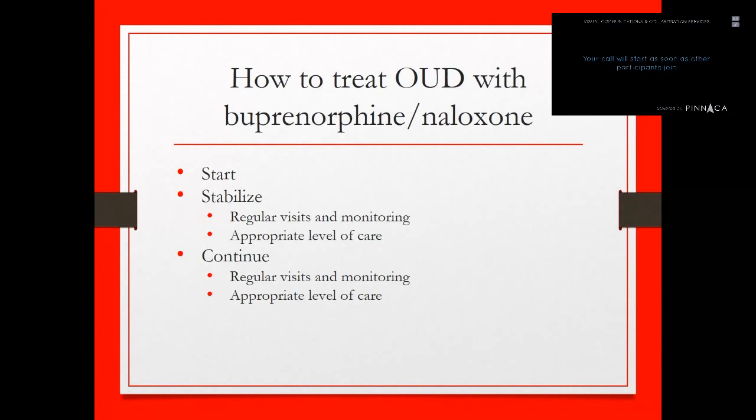The point is that we need to make sure that we've titrated the medication appropriately, that people are receiving the appropriate adjunctive services, and that we're following up with them at clinically appropriate intervals, and using objective data to make sure that they're doing well in treatment.